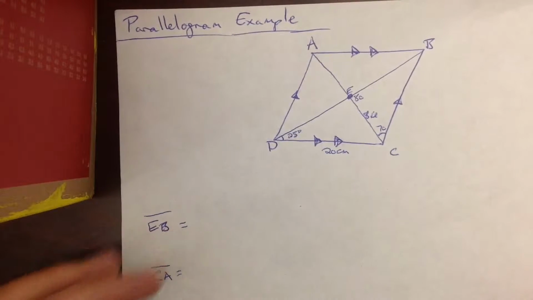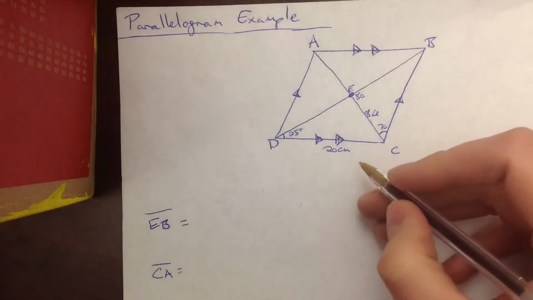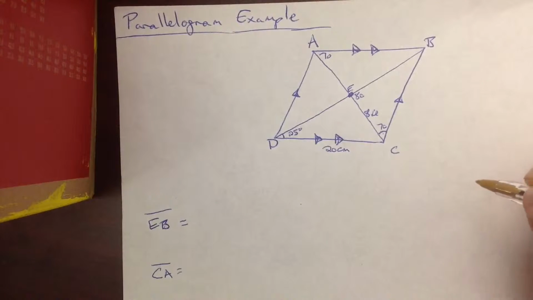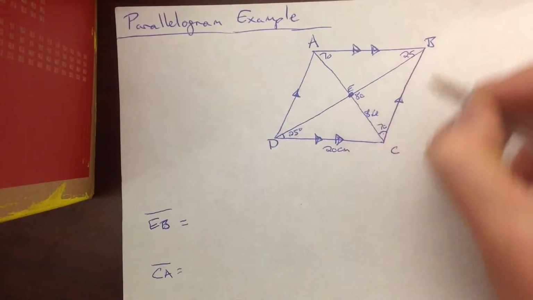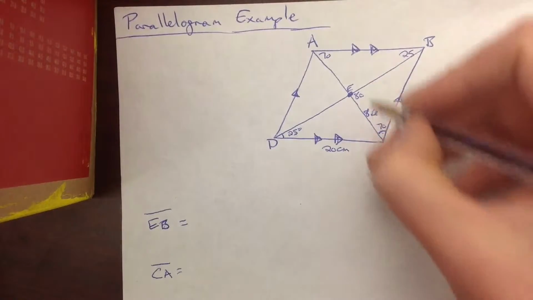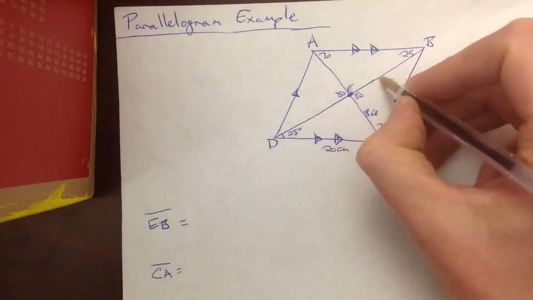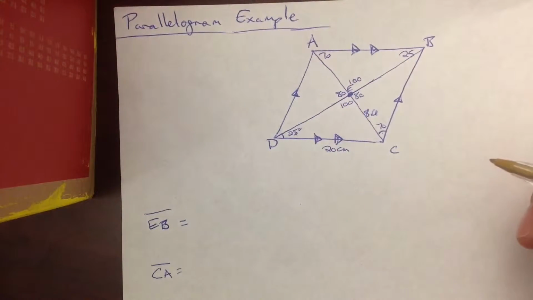Let's take a look at this parallelogram example. So first off, let's see if we can fill in the missing info. If we know that this angle is 70, we know the alternate interior angle is 70. If this one's 25, the alternate interior angle is also 25. Opposite angles are congruent. It's a line, so if it adds up to 180, these two have to be 100.